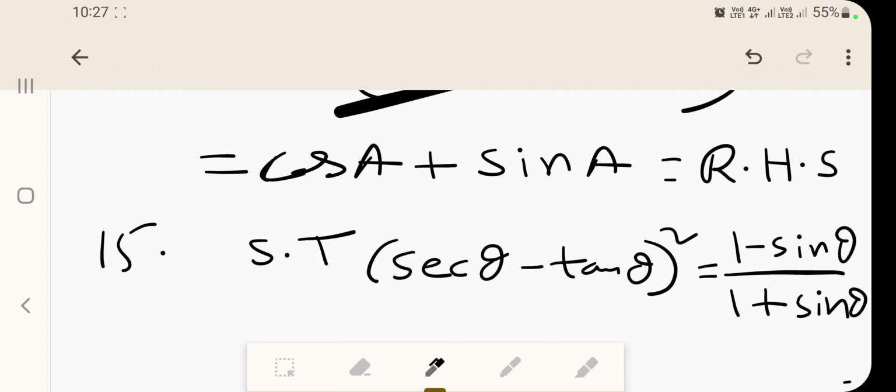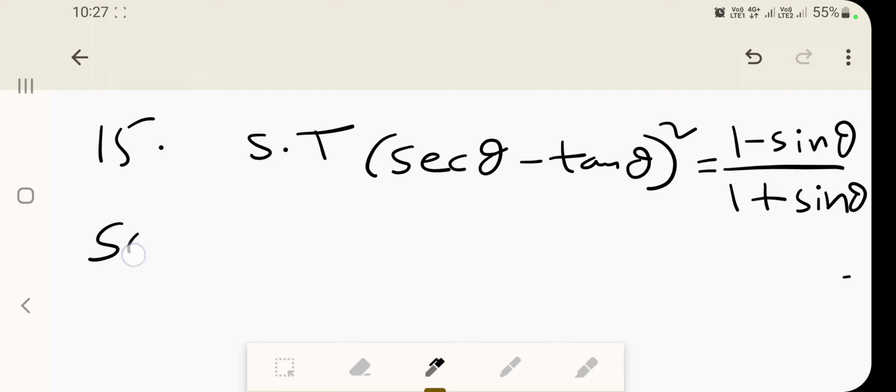Okay, so what they have asked: show that (secant theta minus tan theta) whole square is equal to (1 minus sin theta) divided by (1 plus sin theta). Right, so we'll solve the problem here. We start with the LHS as usual.